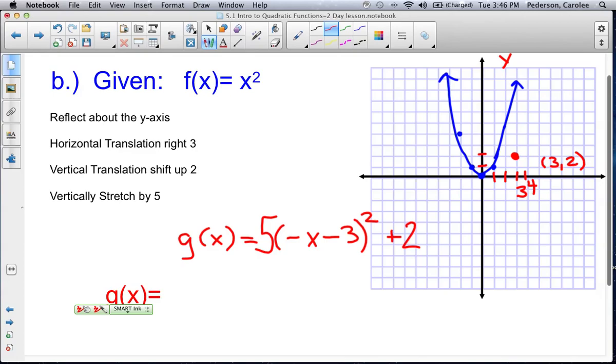So there is my vertex. Go 1 to the right and then up 5. And then 1 to the left and then up 5. And there is our parabola stretched up by 5 units, reflected about the y-axis, shifted up 2 units, and right 3 units.